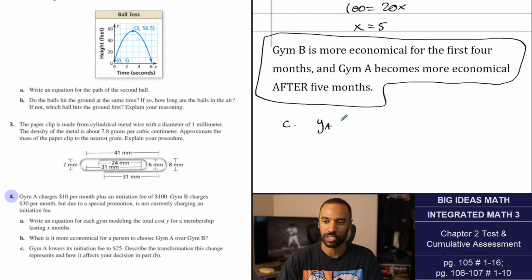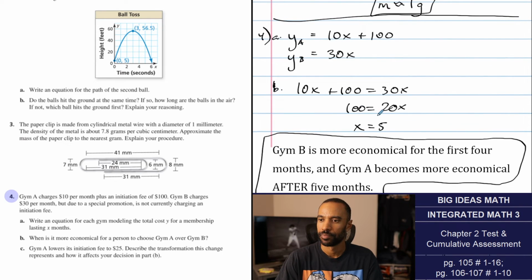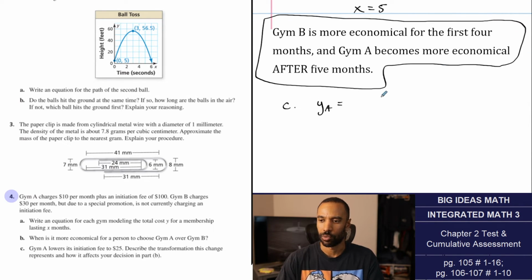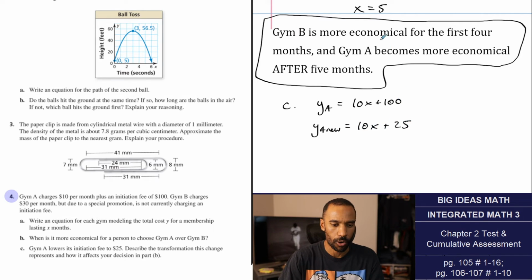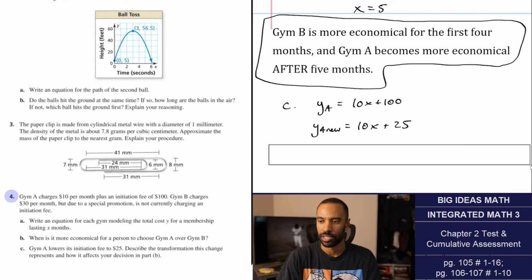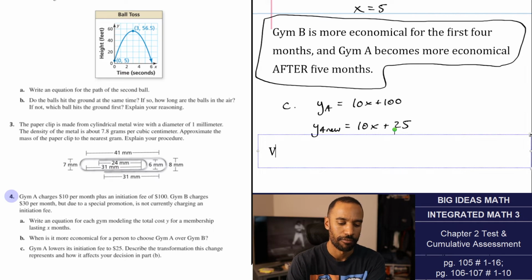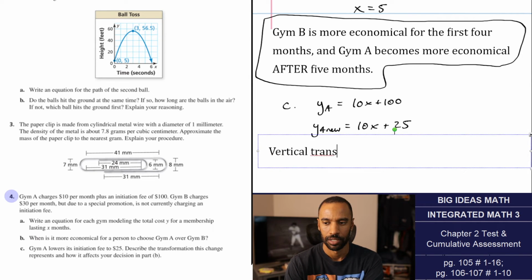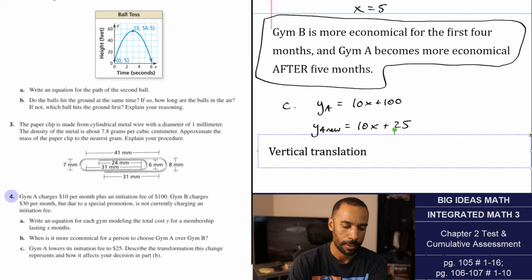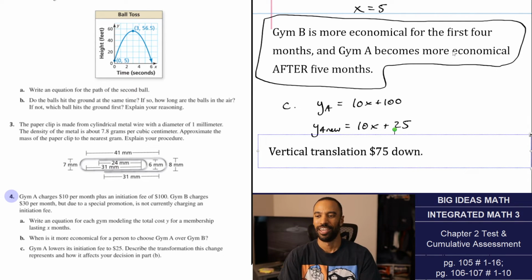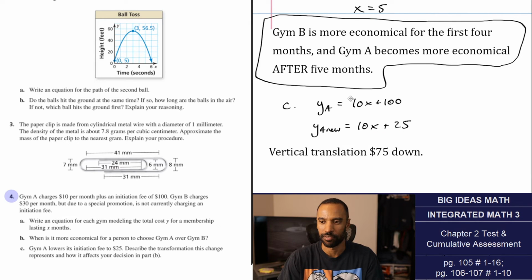So the original Y sub A was 10x plus 100. And now Y sub A new is 10x plus 25. They say they lowered it to $25, not they lowered it by $25. So the transformation is $75 less. It's a vertical translation. That sounds weird. Vertical translation, $75 down. I don't really know how I said it. Hey guys, we vertically translated our price, $75 down.